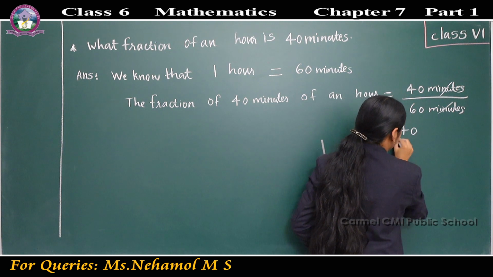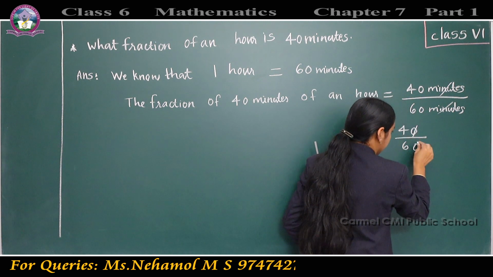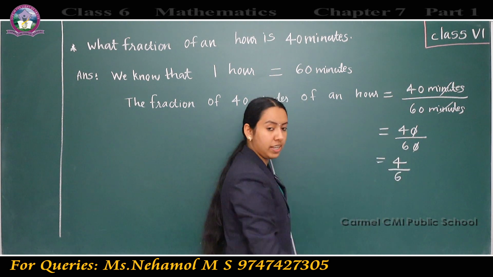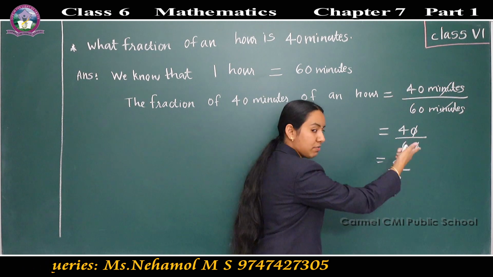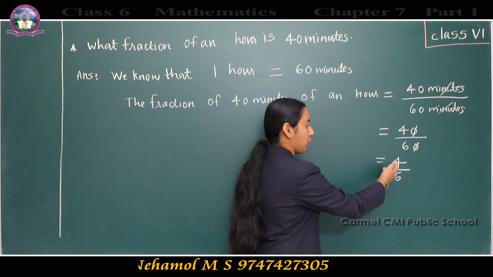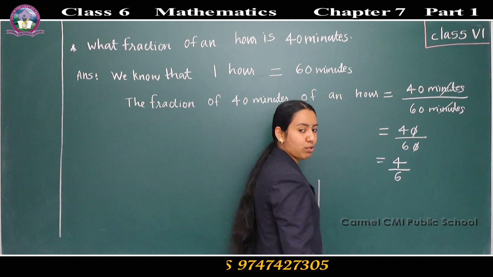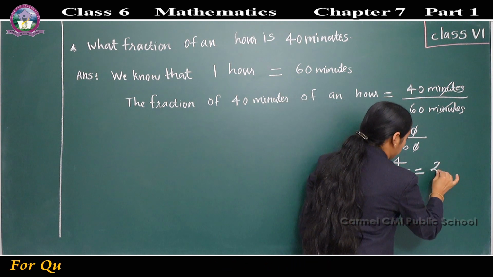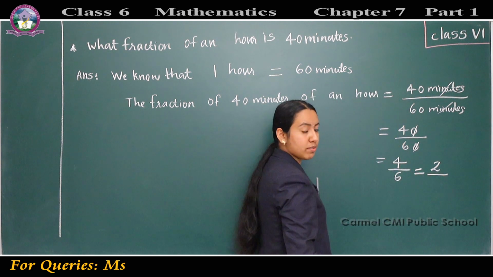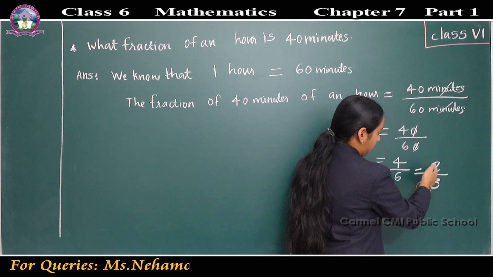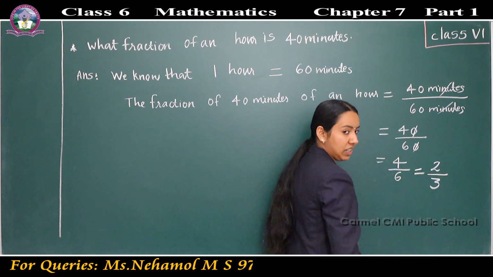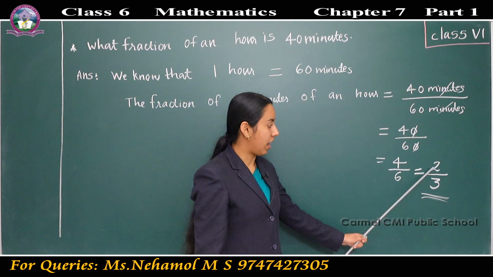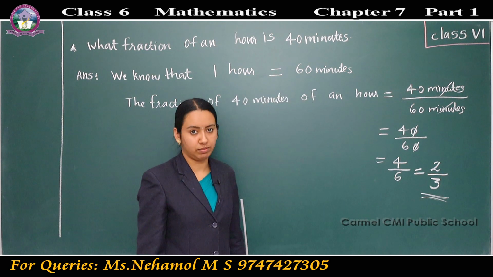So 40 by 60. We can cancel this 0. Then 4 by 6. Then we can convert this fraction to its lowest term. 4 is divisible by 2 and 6 is also divisible by 2. Then 4 by 2 is 2 and 6 by 2 is 3. 2 by 3. There are no other common divisors. So 2 by 3 is the lowest term. The answer is 2 by 3.